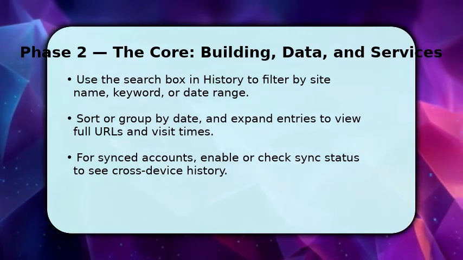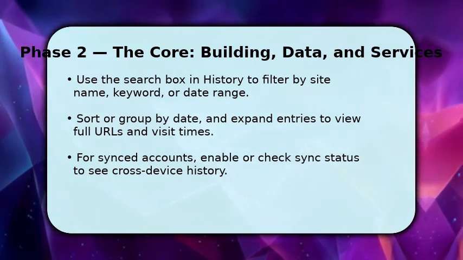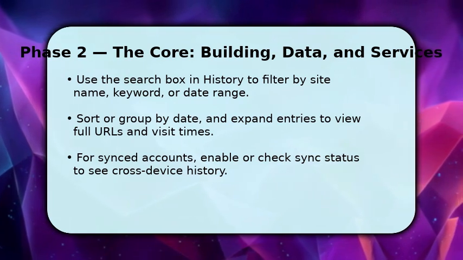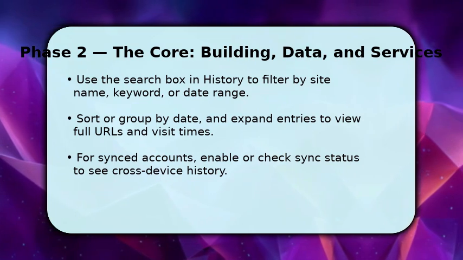Type a site name or keyword into the history search box. You can narrow by date, which helps when results are heavy. Once filtered, click an entry to reveal the full URL and timestamp so you know when you visited.